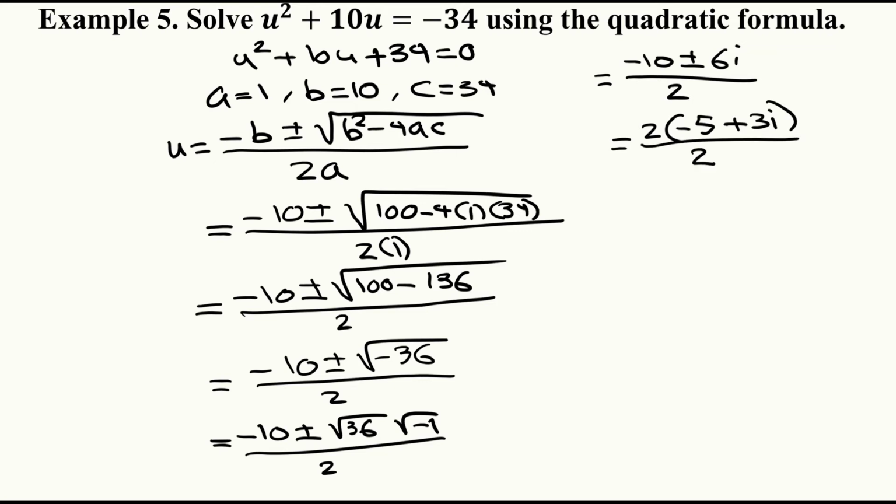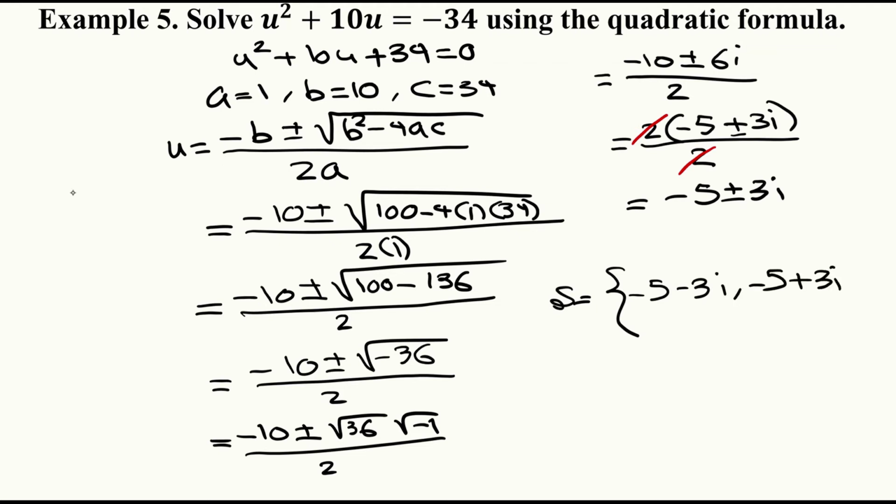and we have over 2. Again, we notice that we can cancel those 2's, and we end up with negative 5 plus or minus, I left out a minus up there, make sure you put it back in, plus or minus 3i. So now we're ready to write our solution set, which contains negative 5 minus 3i and negative 5 plus 3i.